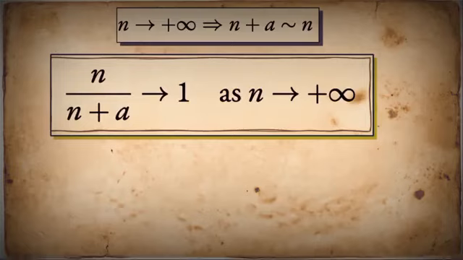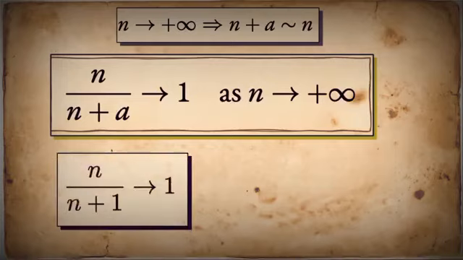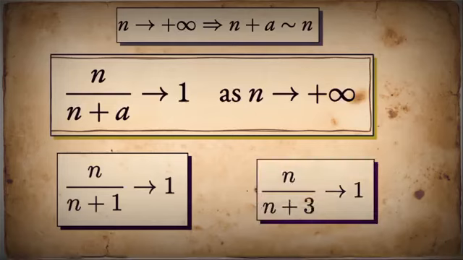This is an infinity over infinity situation, and by applying the rule for such limits, the ratio is confirmed to equal 1. This works for any fixed constant a. It does not matter whether a is 1, 3, or any other finite value. Every such ratio tends to 1 as n tends to infinity.